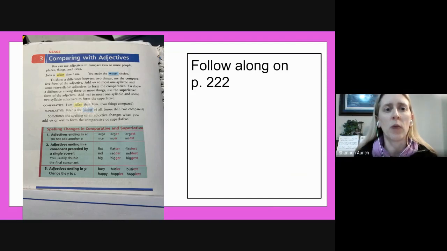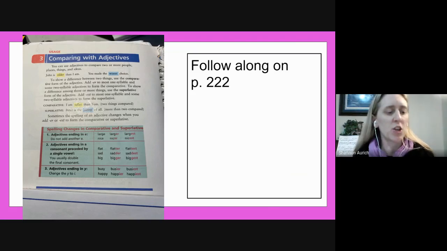Next example with the blue highlighted word. You made the wisest choice. So it's talking about all the choices in the world. You made the wisest choice. So it compared one choice to a great multitude of choices. That's why they use the wisest choice.